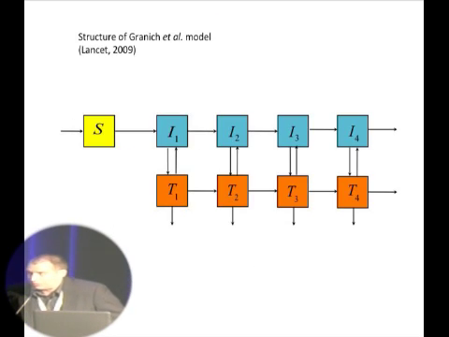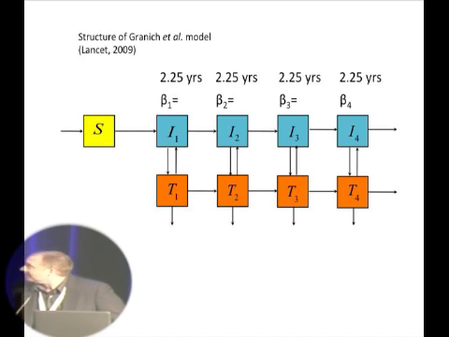So this is just a review of the Granich et al. model, and as you see, it's a 4-class model with 4 infected stages and 4 treatment stages. Now, in this model, the infectivity in each stage was identical. As well, an individual would spend 2.25 years in each stage.